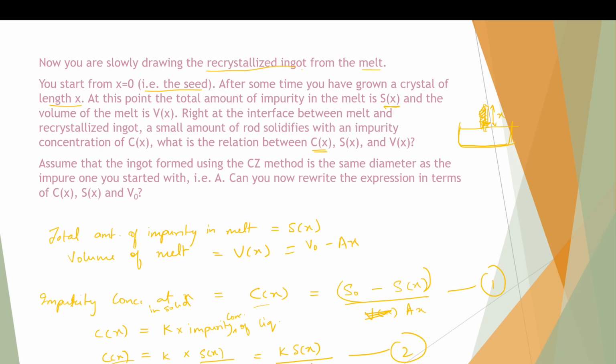But the problem now is we cannot really equate these two equations. That is because this distribution coefficient relation is valid only at the interface. So the impurity concentration at x in the solid is equal to the distribution coefficient times the impurity concentration in the melt. This concentration is varying with x, right? So this equation is actually valid only for a small increment of dx.